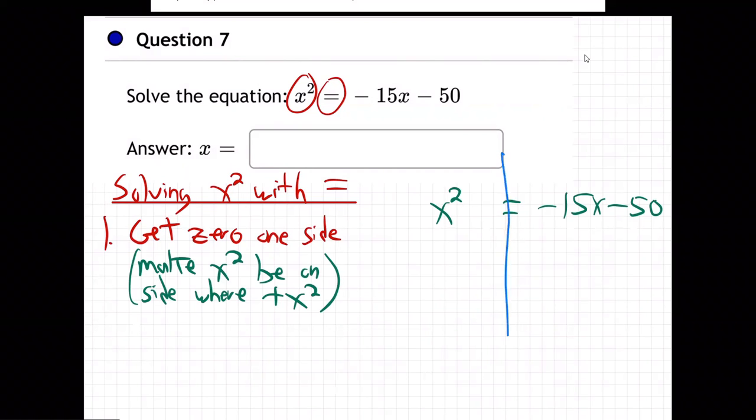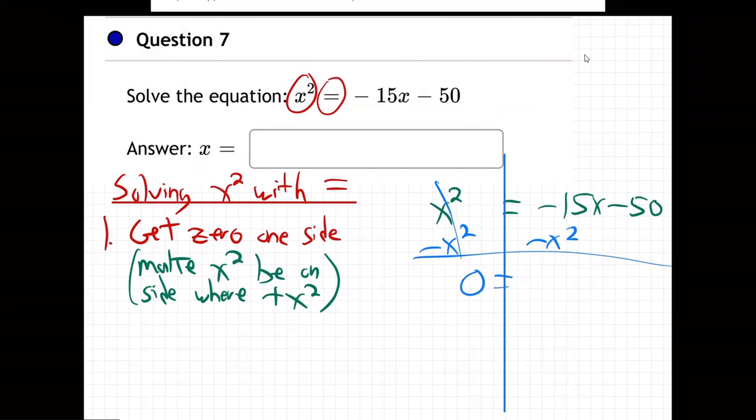Here's the equal sign, which is like a wall of separation, left side, right side. What I mean is you don't want to do this. Don't go, okay, I'll do minus x squared. Cancels out, that puts a 0. This will be minus x squared minus 15x minus 50. See how he's negative? We don't want x squared to be on a side where he's negative. We want him to be positive. Why? It's just easier. This is technically okay, but it's going to be a lot harder for you.